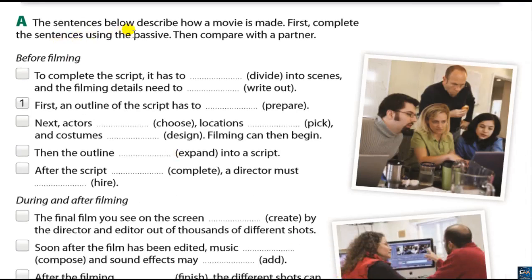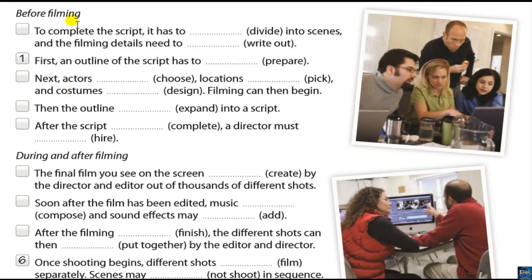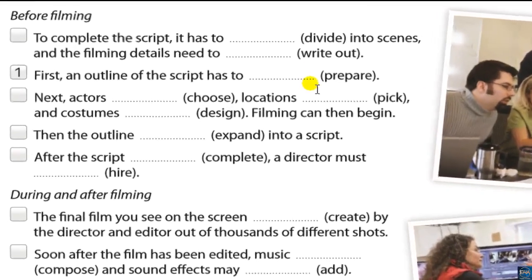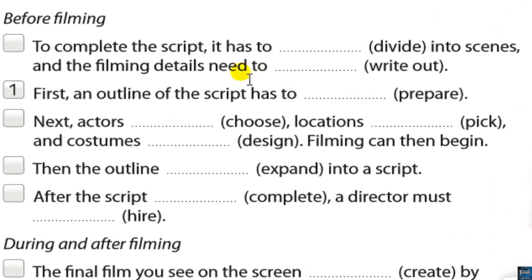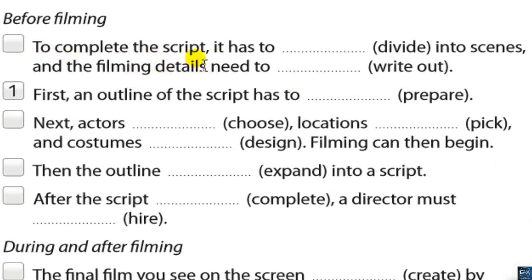The sentences below describe how a movie is made. First, complete the sentences using the passive, then compare with the partner. So here in this exercise we have before filming, during and after filming. We're going to put the numbers from 1 to 5 and we're going to correct the verbs.